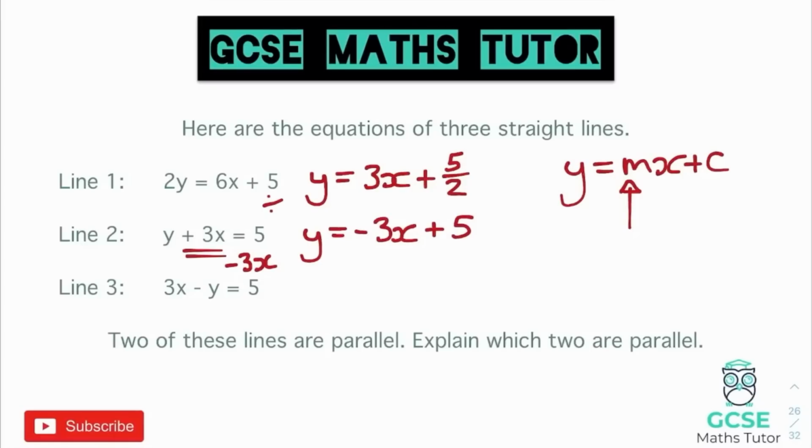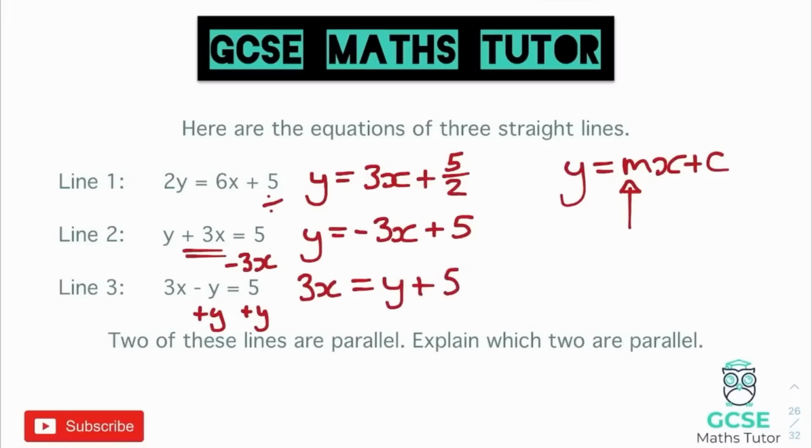Now for this final one, it's a little bit trickier because you've got negative y on the left hand side. So to make that become positive y, the first thing that we can do is add the y to the right hand side. So if we add the y over, we would have 3x is equal to, and you can put that as 5 plus y, or you could write it as y plus 5, as that is a positive 5.